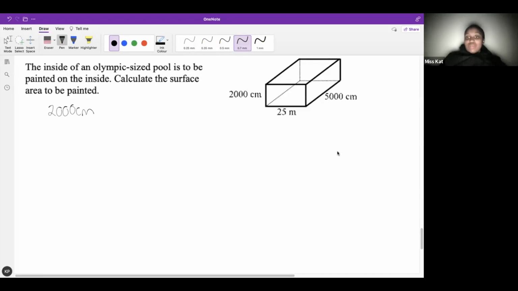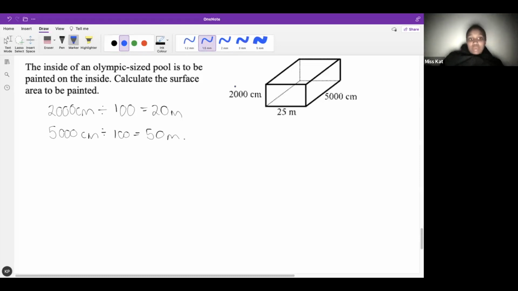Guys, do we understand why we would not want to convert to centimeters? Centi means a century, which is how much? Is it 1,000? Think of century, centi. It's 100. So it's divided by 100, and that's going to give us 20 meters. And on this one, we have 5,000 centimeters divided by 100. It's going to give us 50 meters. Okay, we've converted.